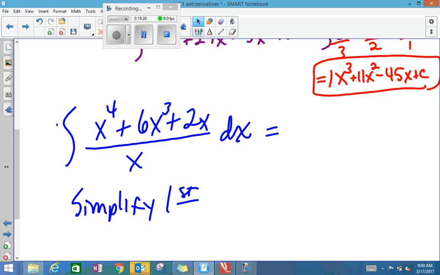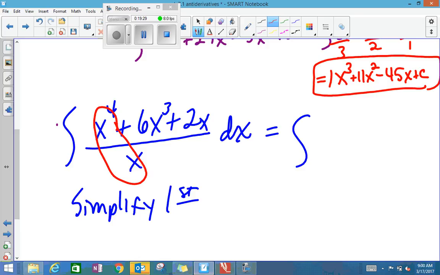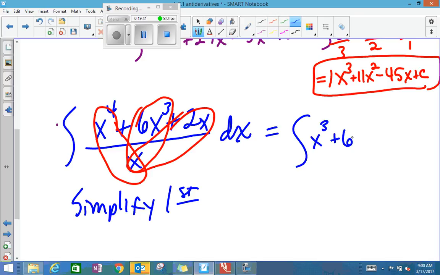So first, with this one, I'm going to do a rewrite, and I'm going to divide each term by x. So I'm going to say x to the fourth divided by x, 6x to the third divided by x, 2x divided by x. So when I rewrite this, it becomes x to the third plus 6x squared plus 2 dx. And now I integrate it. I add 1, I get 4, divide by 4.